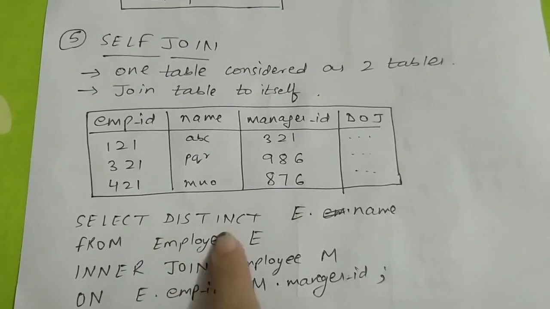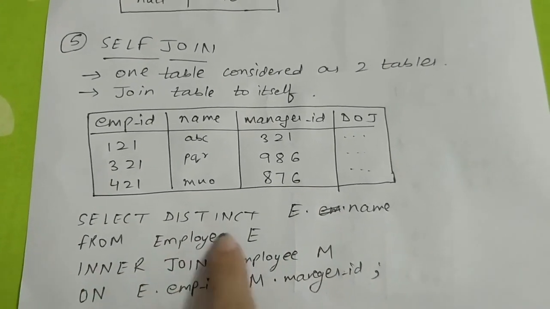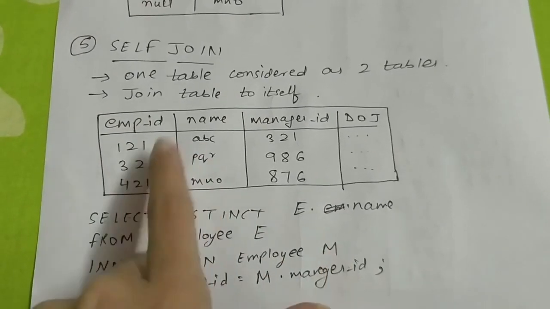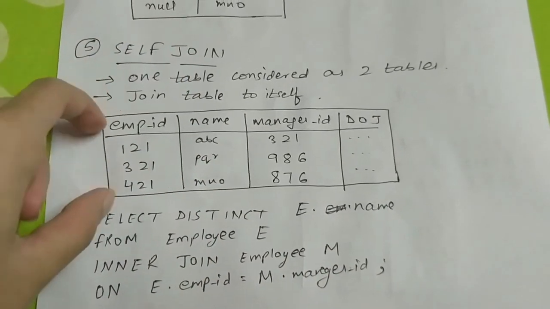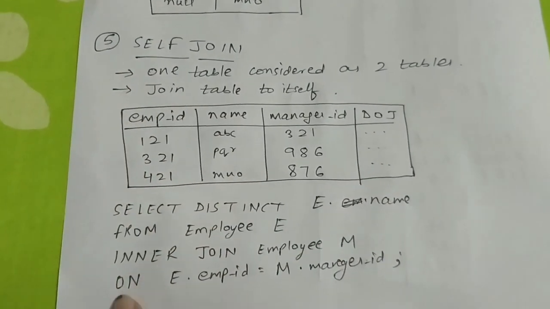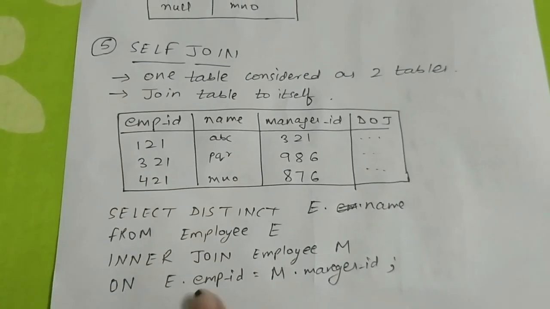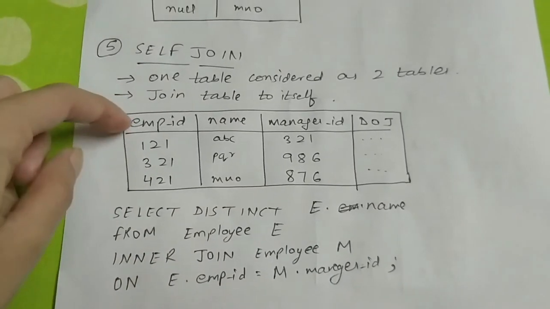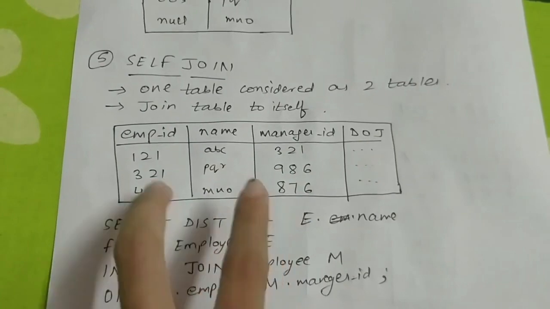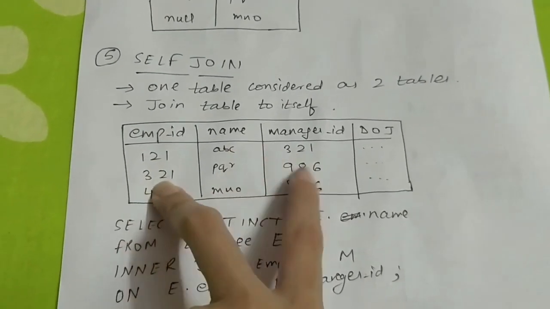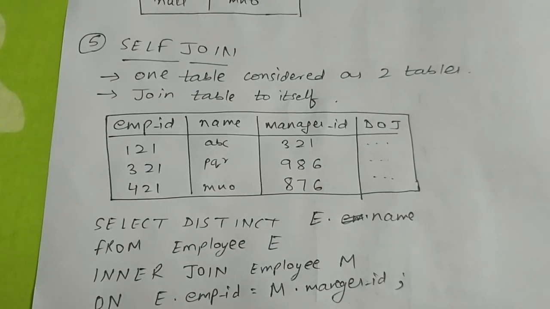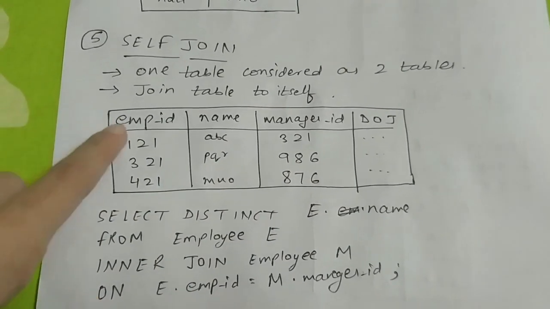see over here. Select distinct E.name from employee E. This is the table employee. Inner join employee M, another name. The same table is also named E. The same table is also named M. Hence self join. On what is the common attribute? E.emp ID is equal to M.manager ID. So basically wherever employee ID and manager ID are the same, it means that employee is a manager. Yes or no? Yes.